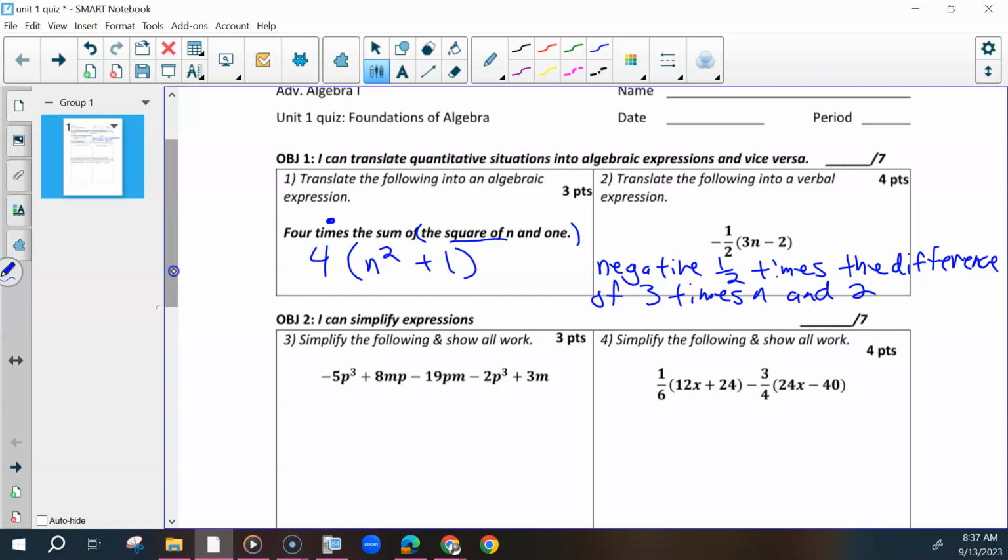The 4 points were, did you make sure this was negative, that you're multiplying to everything, so the difference, you have to be subtracting, and that you're multiplying. So all of your major operations. Questions on that one?